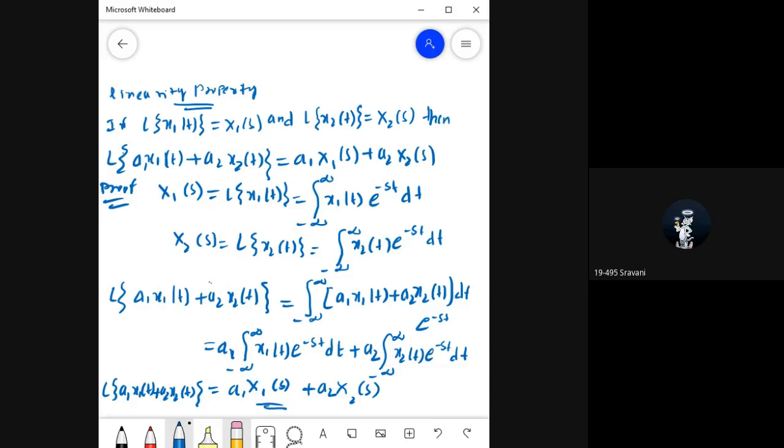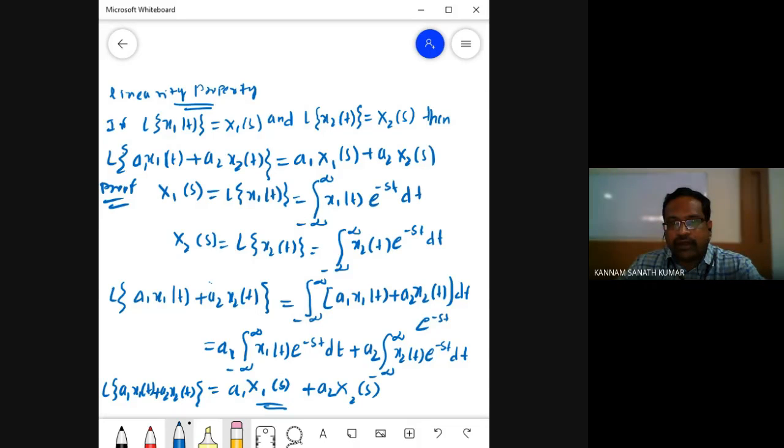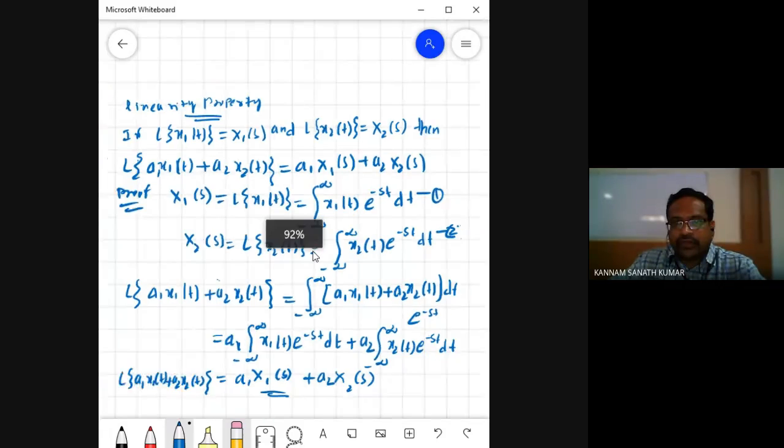Yes, sir. First of all, individually, I'm applying the Laplace transform for x1 of t and x2 of t, and after that, I'm finding out the Laplace transform of a1 x1 of t plus a2 x2 of t. So during the integration, I'm separating the constants. So you can consider this is equation one and equation two. Whatever equation one and equation two are there, I'm substituting over here. So I'm getting a1 X1 of s plus a2 into X2 of s.